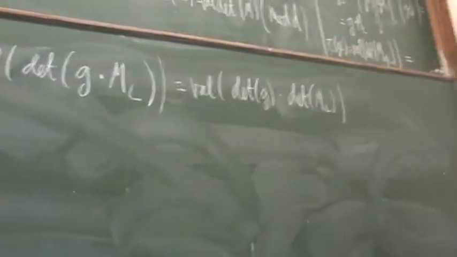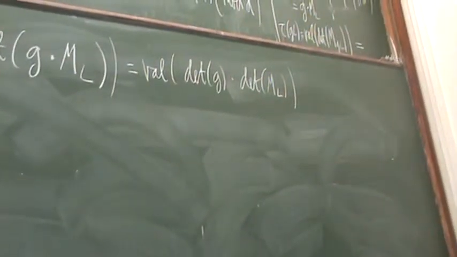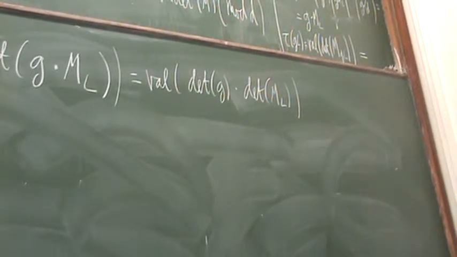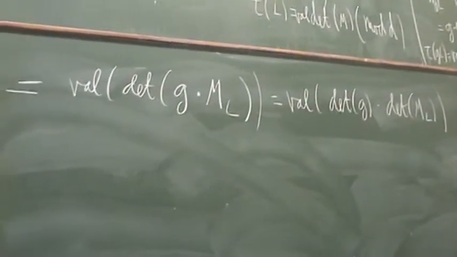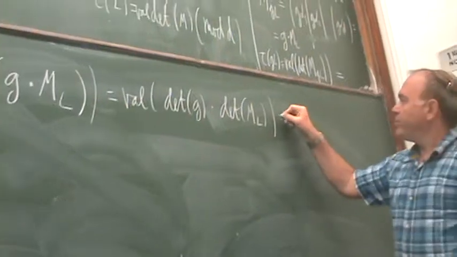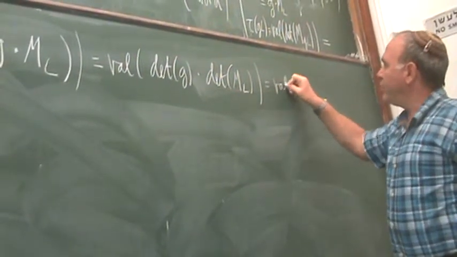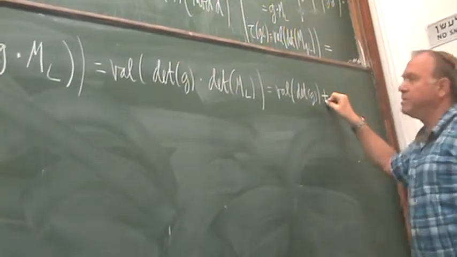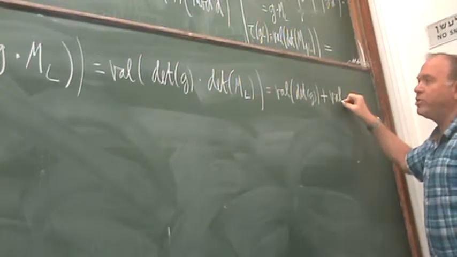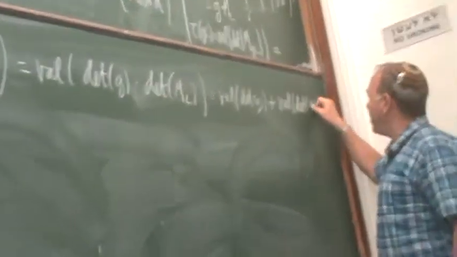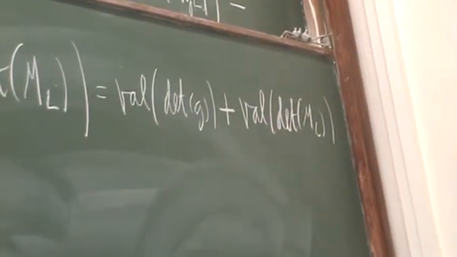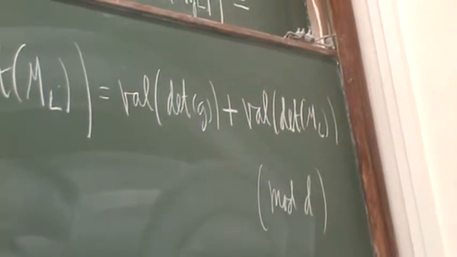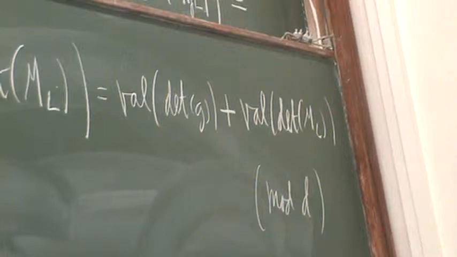Right? Determinant is multiplicative. Valuation is additive. It takes multiplication to addition. So this is the valuation of the determinant of G plus the valuation of the determinant of ML. Okay, and now I'll take everything mod D. And all these equivalences are true without mod D, but I really care about everything mod D.